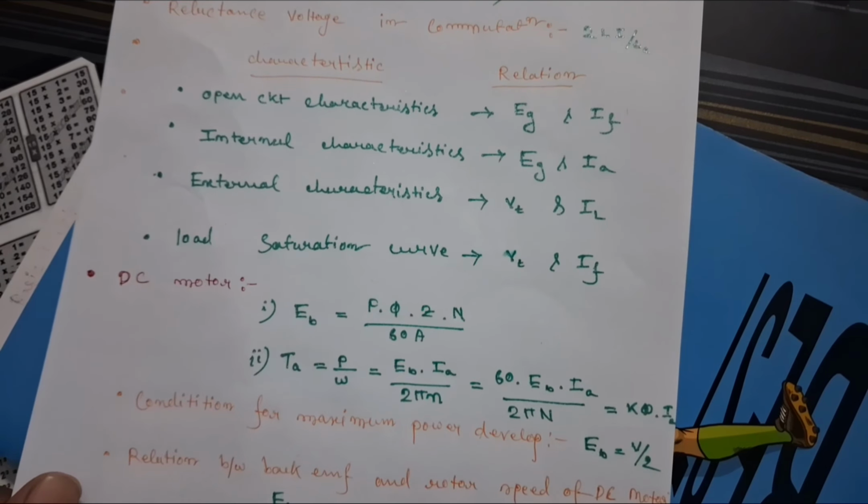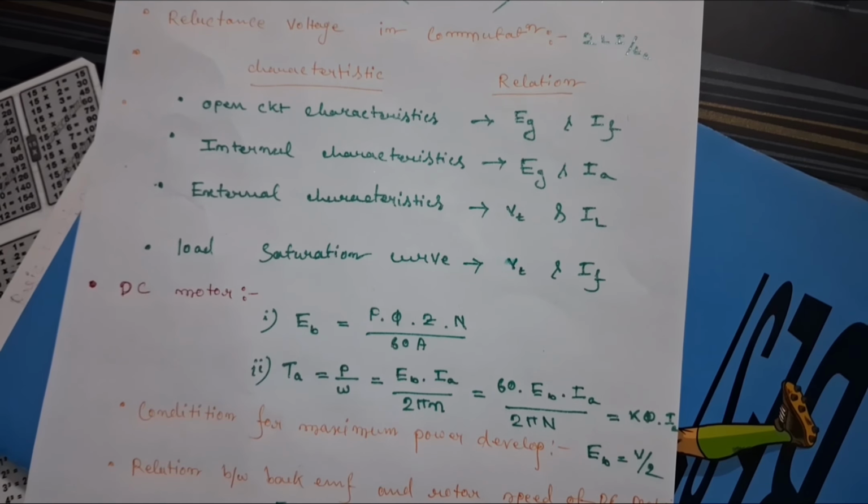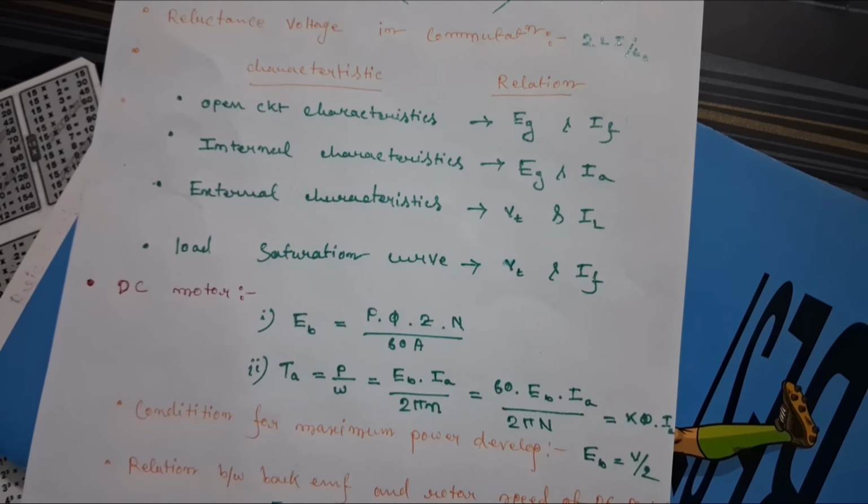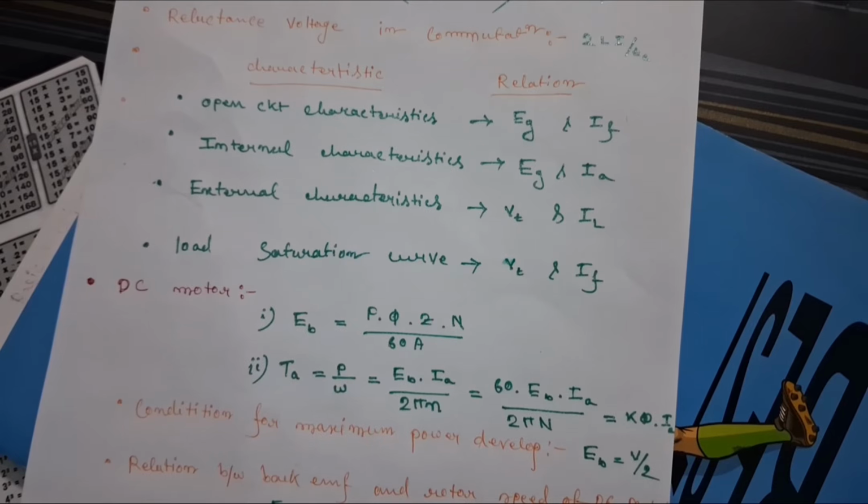Next, you have to remember the formula of condition for maximum power developed. This formula is important. The condition for maximum power developed is Eb equals V by 2. Here Eb is back EMF, V is terminal voltage.